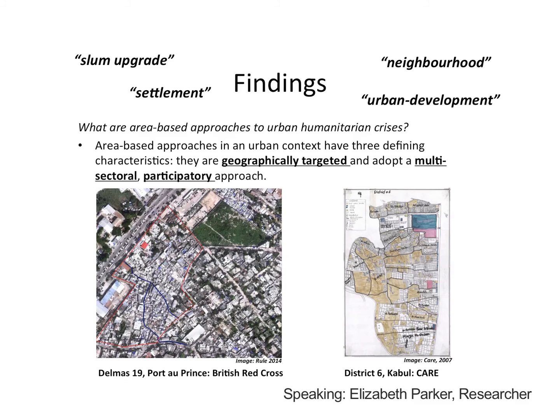So we reviewed the documents we'd identified, including a number of different case studies, and based on that analysis as a starting point, both for discussion and to test, we proposed that area-based approaches in an urban context have three defining characteristics. They are geographically targeted, adopt a multi-sectoral and participatory approach. In this case, by participatory, we're really referring to the active involvement of all relevant stakeholders in the area. That would include residents, local government authorities, private sector and civil society organisations.